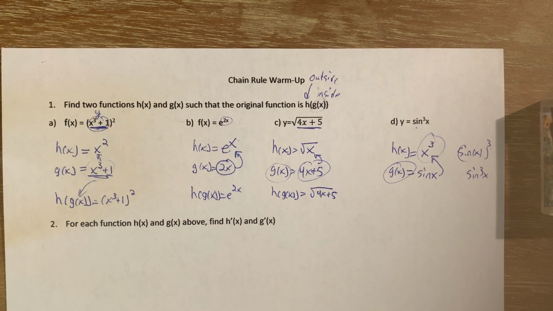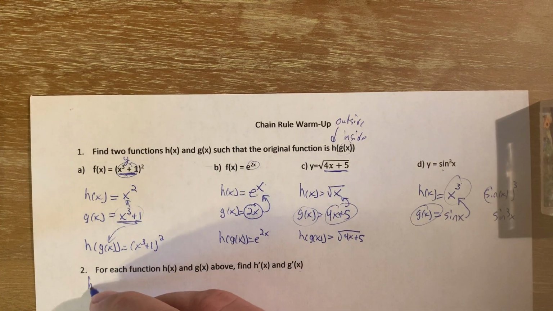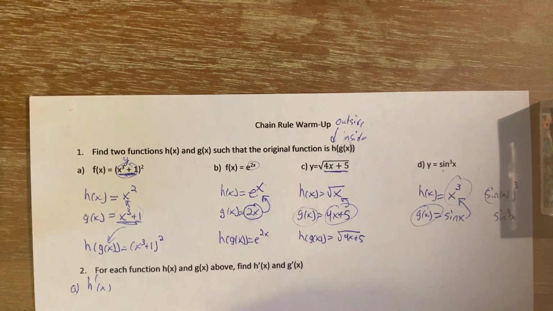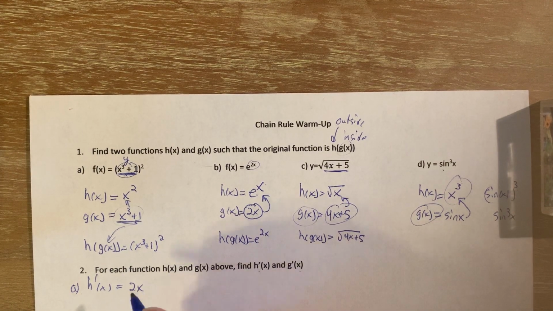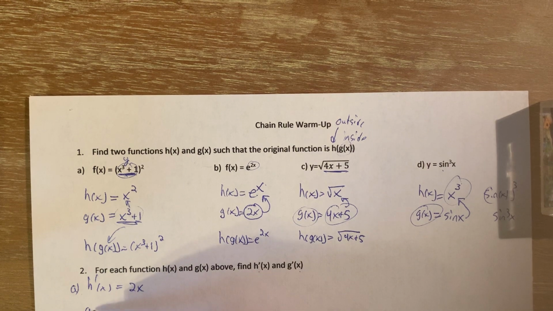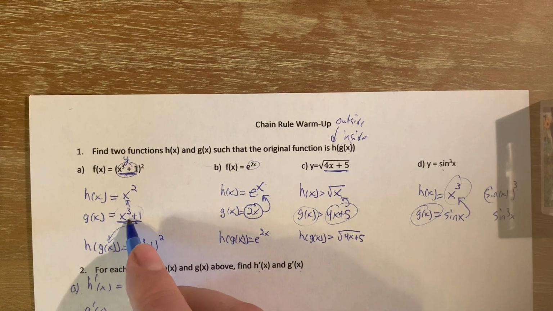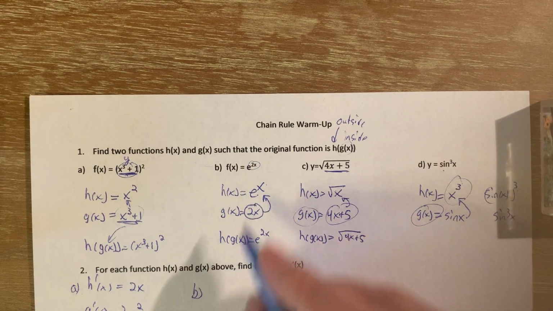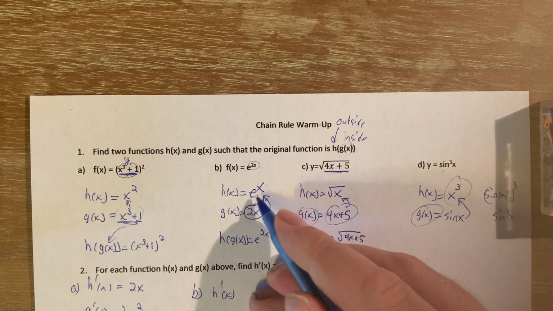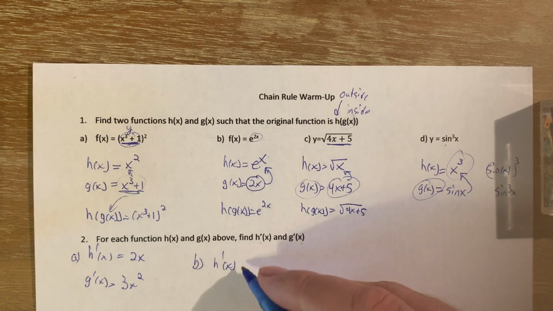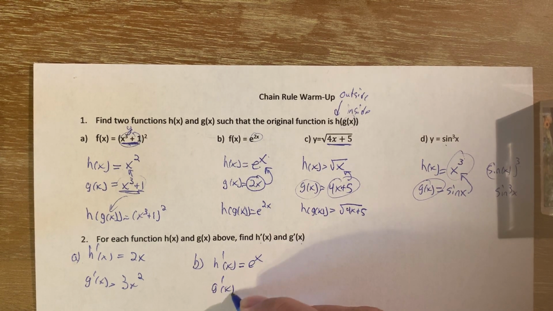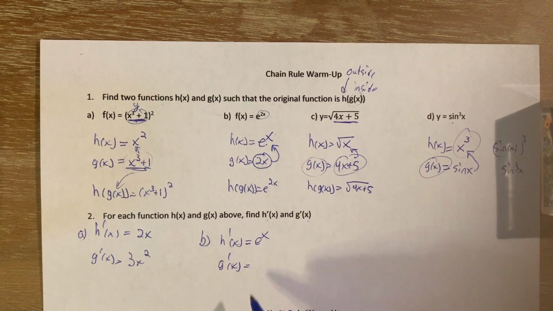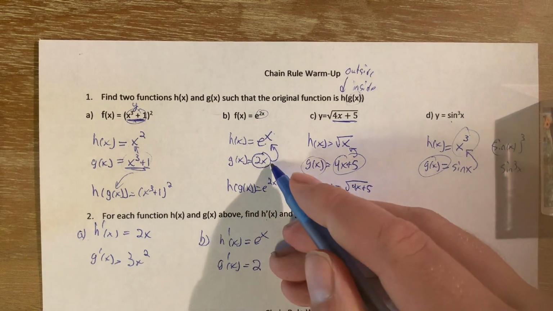Okay, now for each of these functions above, find h prime of x and g prime of x. So for h of x equals x squared, in part A, h prime of x equals 2x, we just do the power rule. g prime of x equals, we just do the power rule, 3x squared. For B, h prime of x equals, this is now our e to the x, we should know. e to the x, the derivative is e to the x still. How about g prime of x? What is the derivative of 2x? Well, it'll just be 2. The derivative of x is just 1.